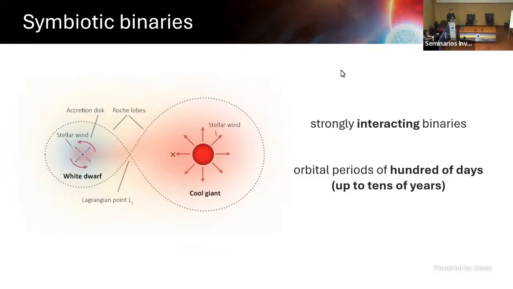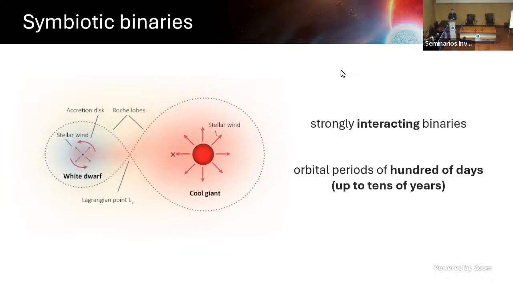One component in a symbiotic binary, the donor, is a red giant, an RGB or AGB star. The accretor is a more evolved star: a white dwarf in most cases, or a neutron star in some cases. There was a discussion in the past in the community, and it's still kind of ongoing, whether you would include red giant binaries with main sequence stars in this group, which I am a bit against, or black hole accretors. But in general, the community accepts the definition that symbiotic binaries are red giant binaries with white dwarfs or neutron stars.